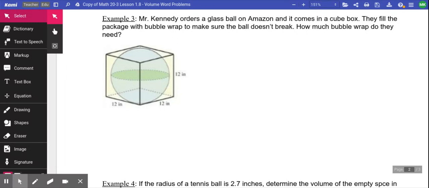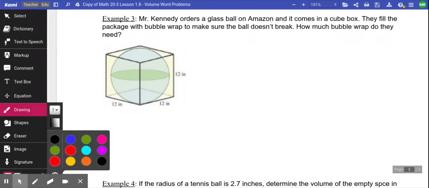Mr. Kennedy orders a glass ball on Amazon and it comes in a cute box. They fill the package with bubble wrap to make sure that the ball doesn't break. How much bubble wrap do they need? If you're picturing filling a package, you're taking this cube and trying to fill all the gaps around it, right? Essentially what you're doing is taking the cube and then subtracting what the sphere already takes up, or the ball in this case. And what that gives you is the remainder that you need to fill up.